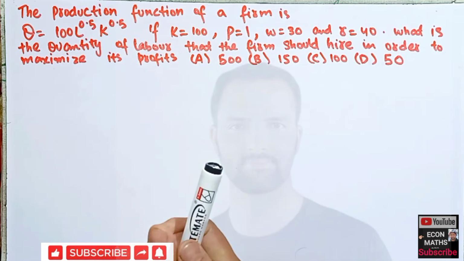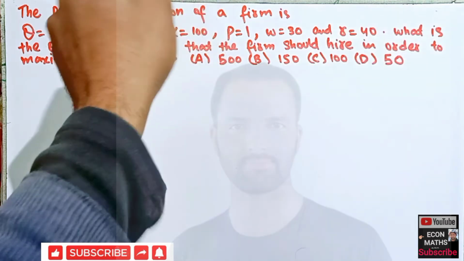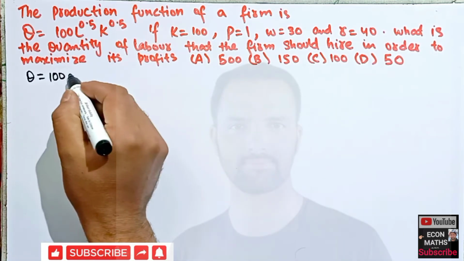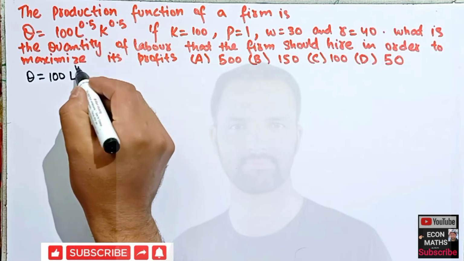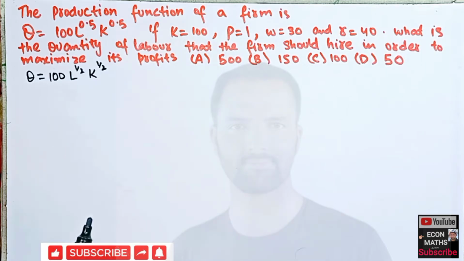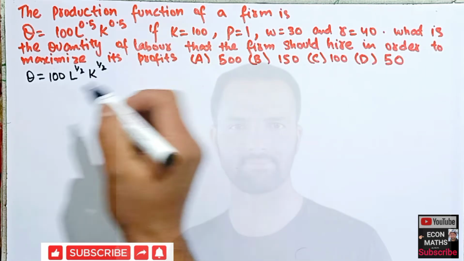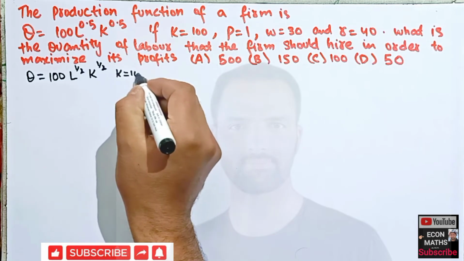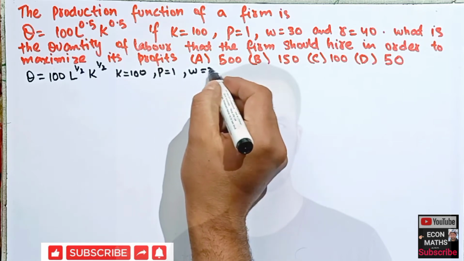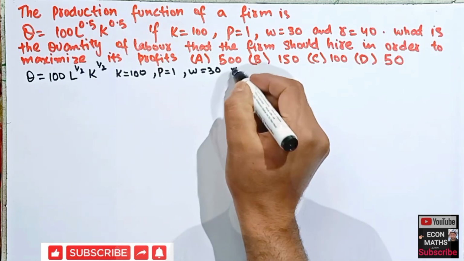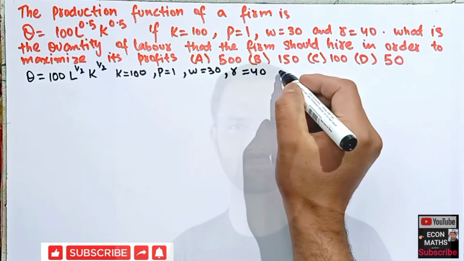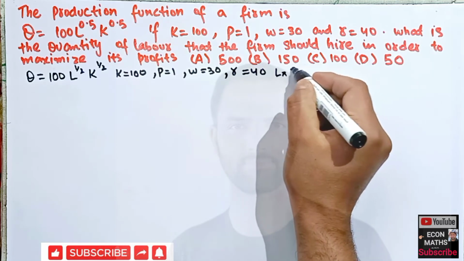Let us see how to solve this. We are being given a production function. Let's write it. We have Q is equal to 100, L to the power 0.5 can be written as 1 upon 2, K to the power 1 upon 2. This is our production function. Now what is K? K is given as 100. P is 1. Wage rate is 30. And rental rate of capital is 40. We have to find the profit maximizing level of labor.